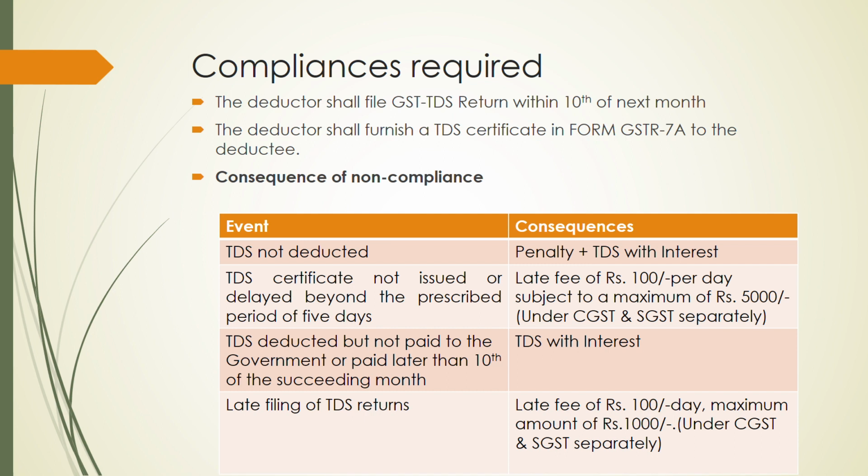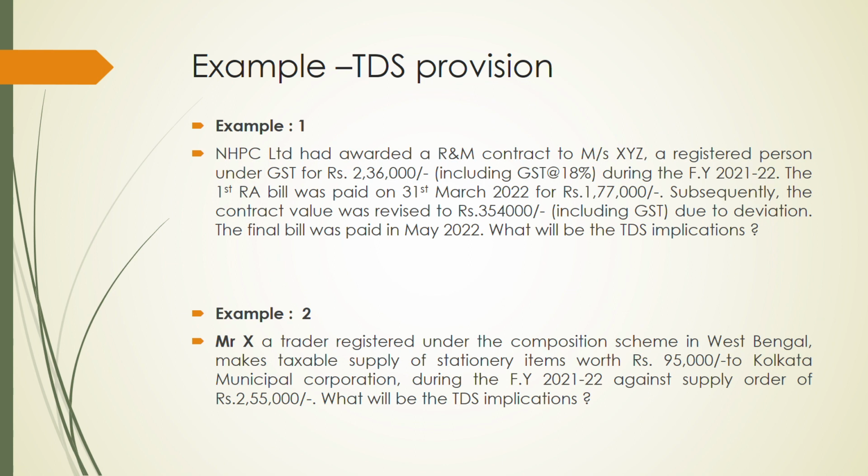If TDS is not deducted, there is a penalty plus TDS. If the TDS certificate is not issued within the prescribed time limit, there is a late fee of ₹100 per day, separately under the CGST Act and SGST Act, which means ₹200 per day. If TDS is deducted but not paid within the time limit, then TDS with interest. For late filing of the TDS return, ₹100 per day under CGST and ₹100 per day under SGST, and the maximum amount is ₹1,000. These are a few examples on TDS provision.